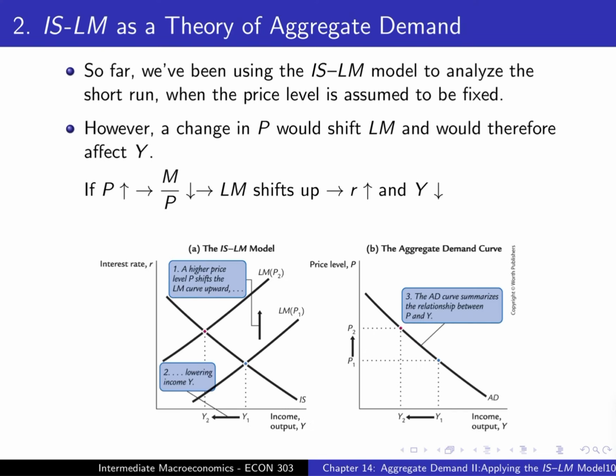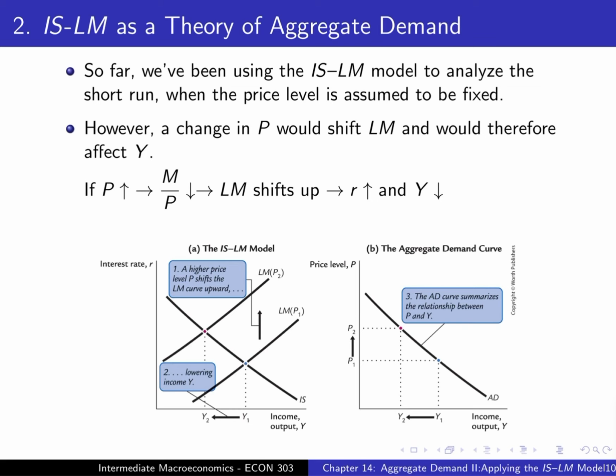So far, we've used the ISLM model to analyze the short run with a fixed price level. Now in this section, we ask what happens when the price level P changes. A rise in P reduces the real money supply, M over P. This causes the LM curve to shift upward. As a result, the interest rate R rises and output Y falls.